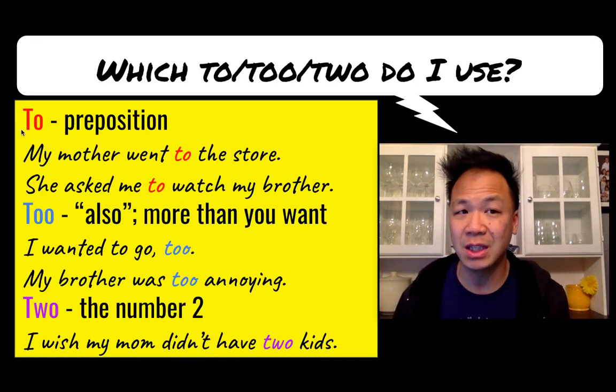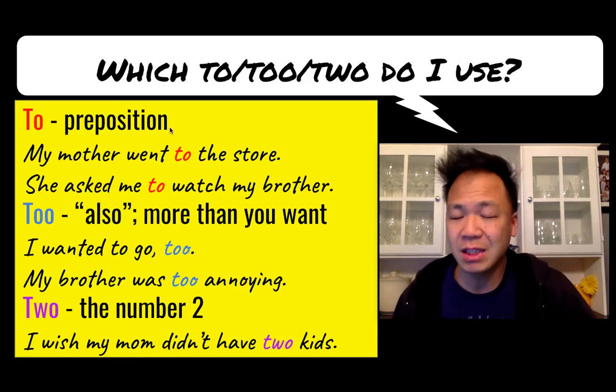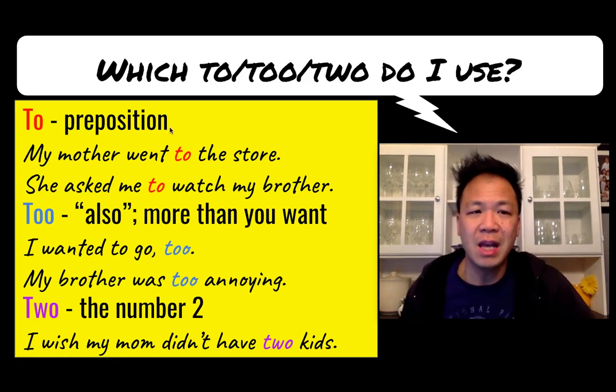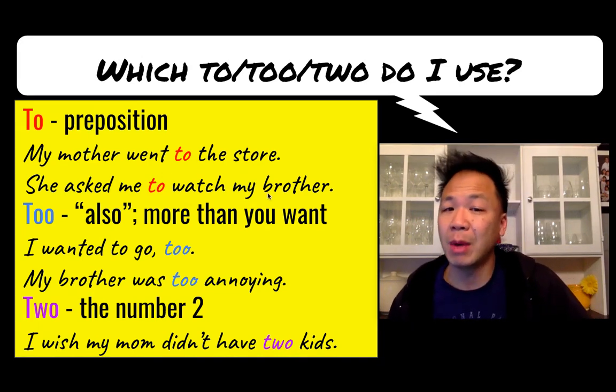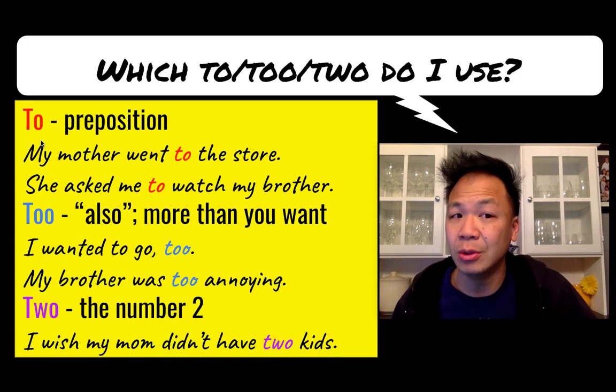The first one, just T-O, that's a preposition. That's generally the one that you use most often. That's like if I said, my mother went to the store. She asked me to watch my brother. Just a plain old to sound.